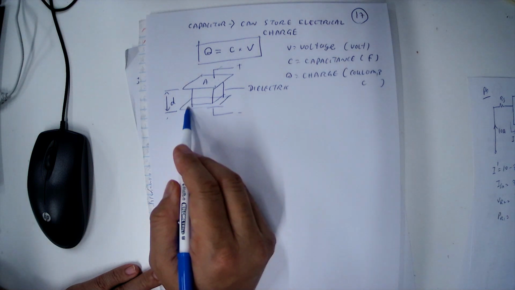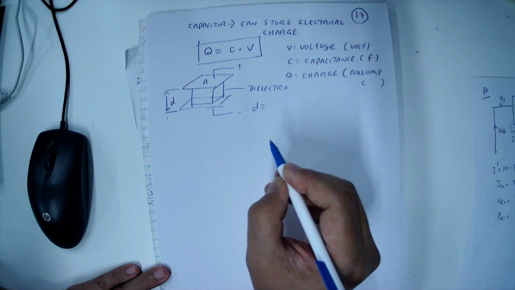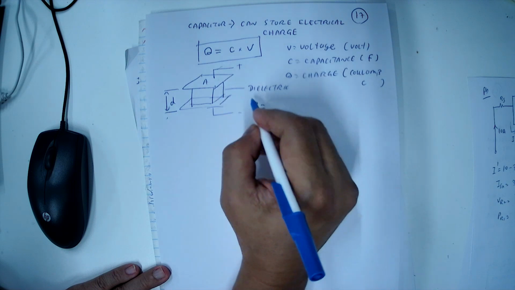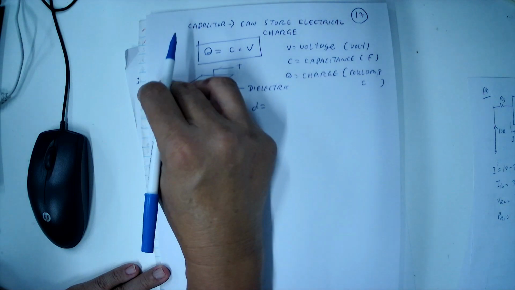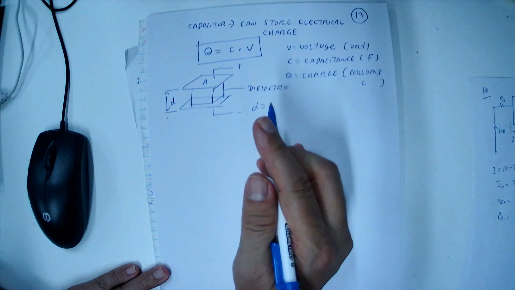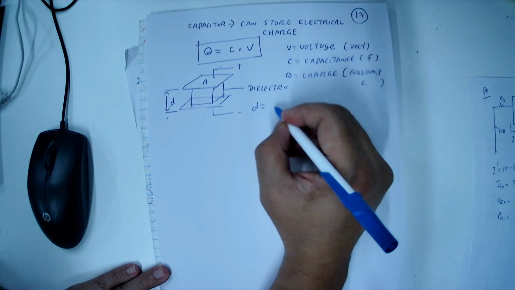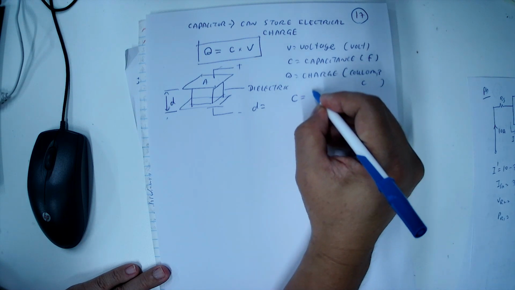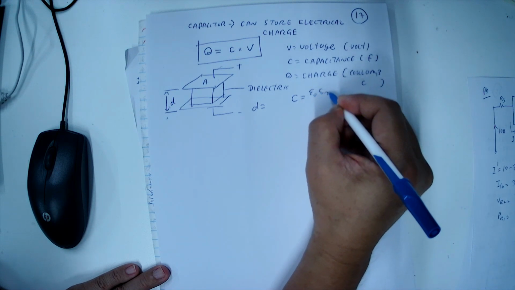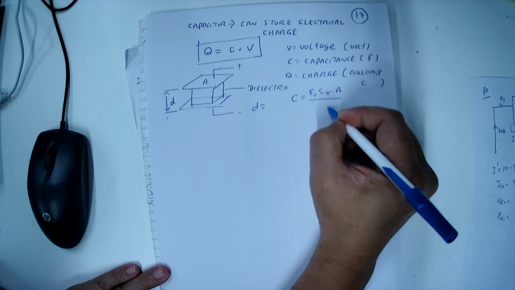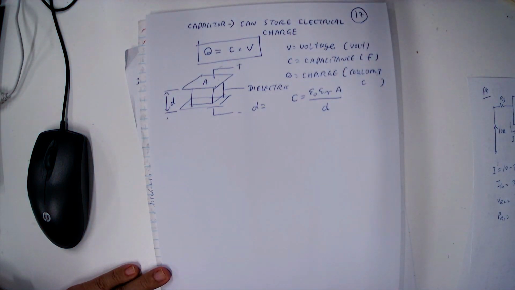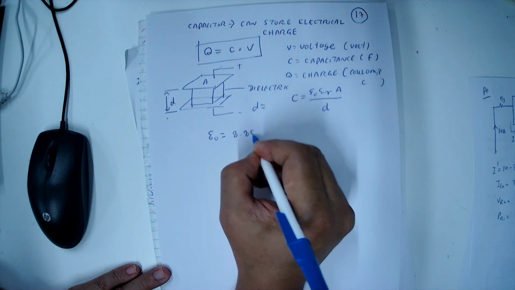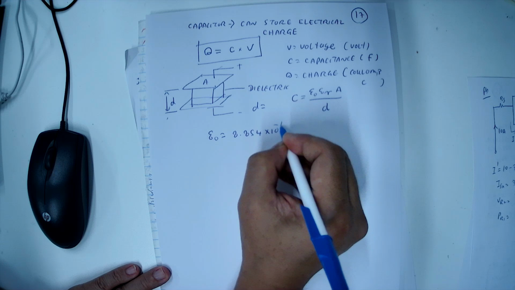So the capacitance value can be calculated. The capacitance depends on the distance, because the distance determines the capacitance value. So the capacitance C can be calculated as E0 ER A divided by D. In this case, E0 is 8.854 into 10 power minus 12.